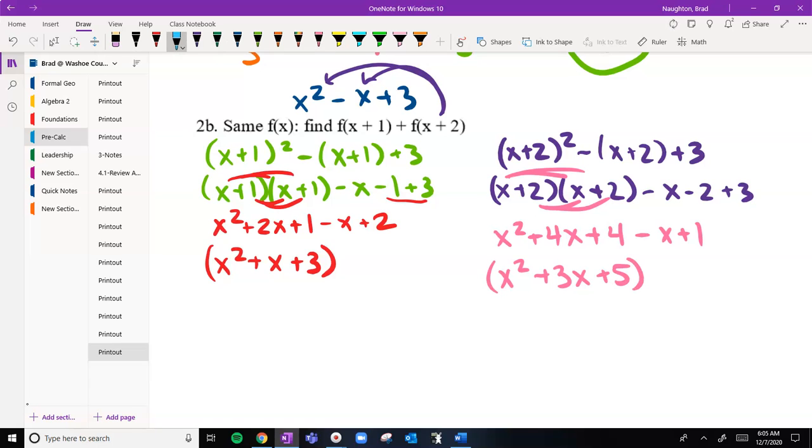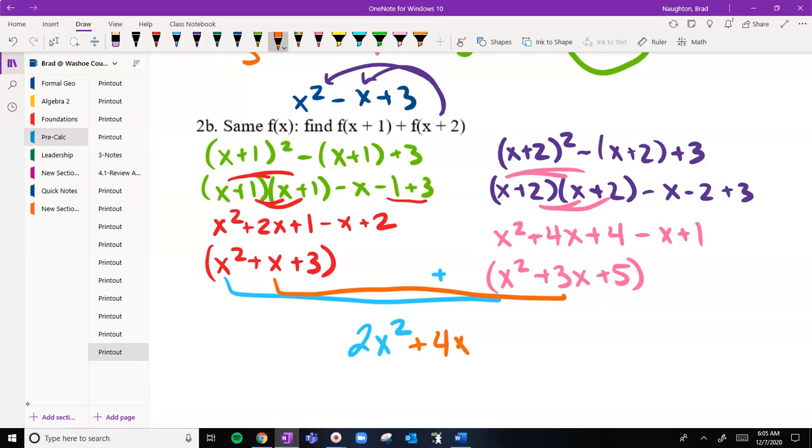And then, like I said, we're going to add these together. So we're going to add our like terms. So I have an x squared and an x squared. So that's a 2x squared. And then I have, we'll do this in orange here, an x and a 3x, so plus 4x. And then last but not least, we have a 3 and a 5, and that's going to be plus 8.